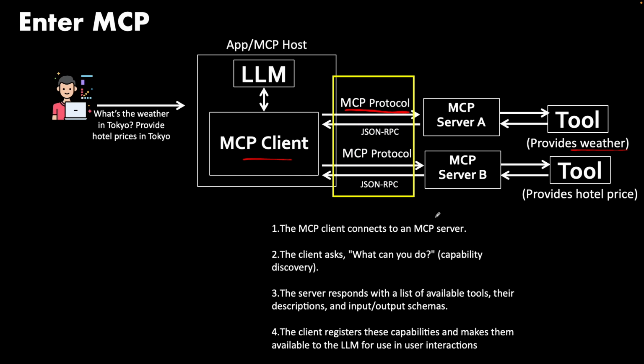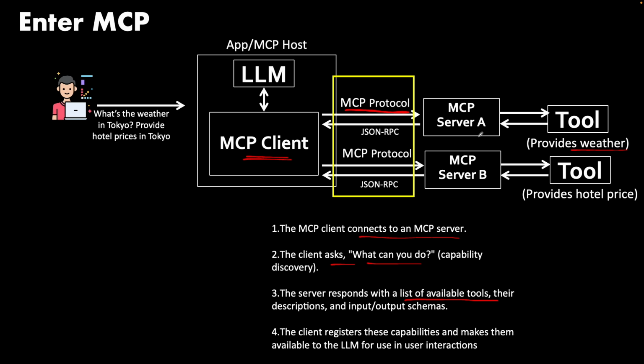Well, some stuff happens. It dynamically discovers some critical components. In the beginning, the MCP client connects to the MCP server. At this point, the MCP client does not know what fields it should send. Then the client asks the MCP server, what can you do? Then the server responds with a list of available tools.